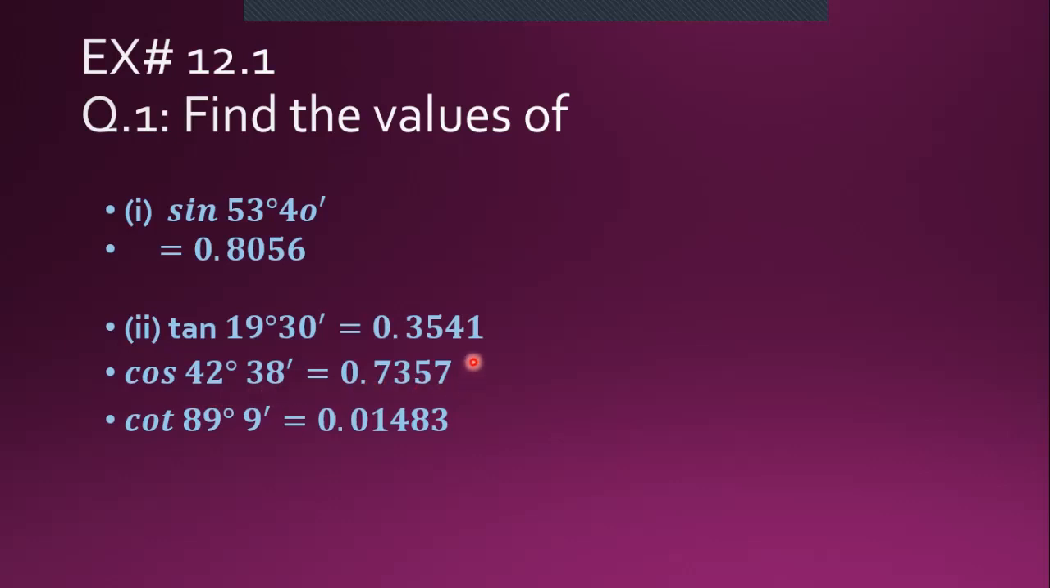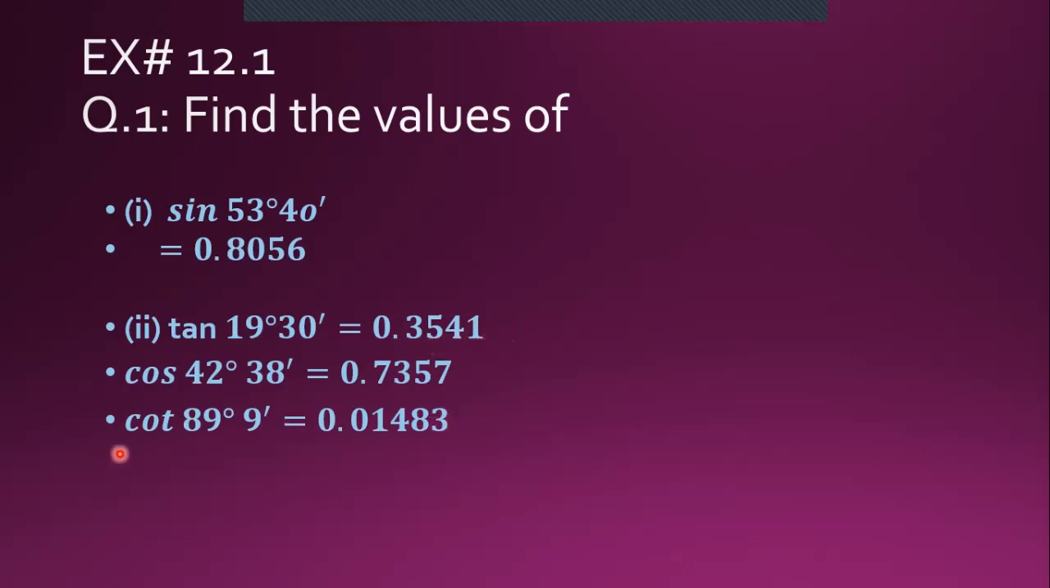And boys, keep in mind, you are to write the answer up to 4 decimal places, and this answer should be in rounded form. You know how to write the rounded answer. If the fifth digit is 5 or more than 5, then you will add 1 to the preceding digit, and if it is less than 5, then you will ignore the number and you will write the first 4 digits only.